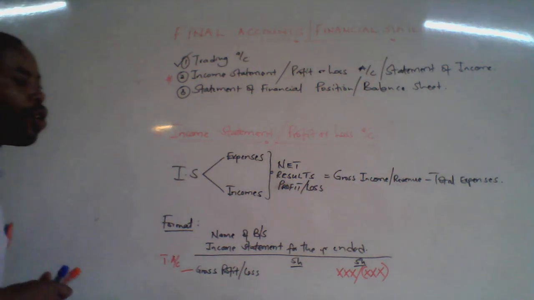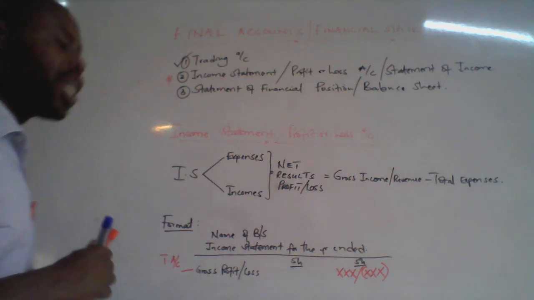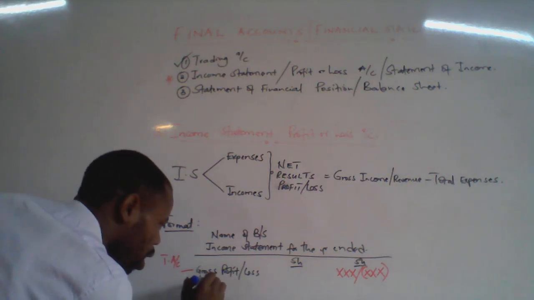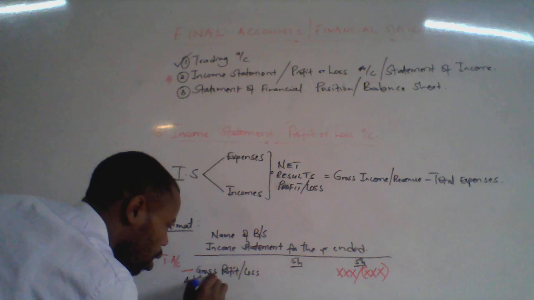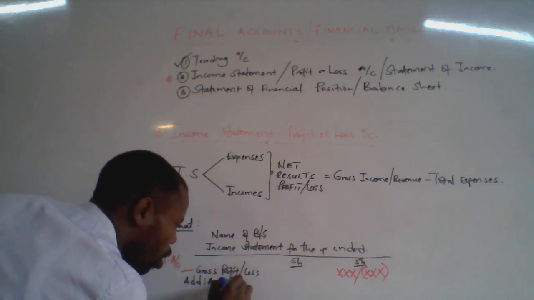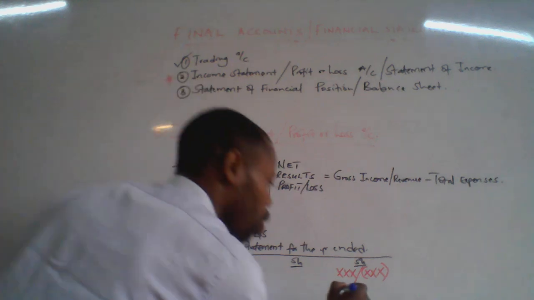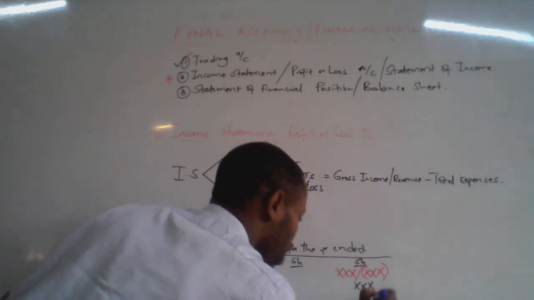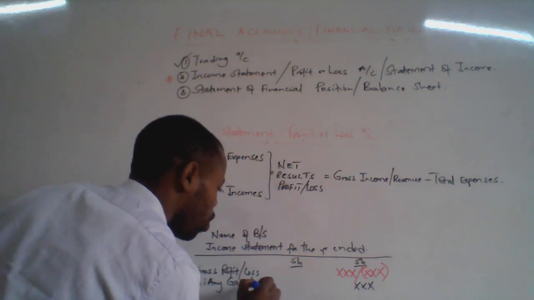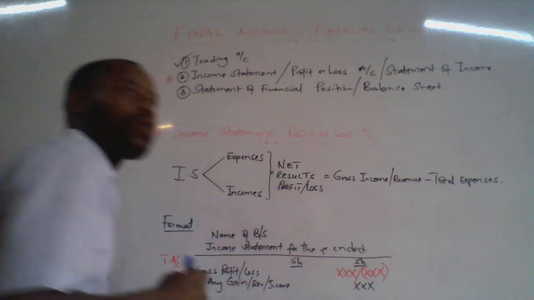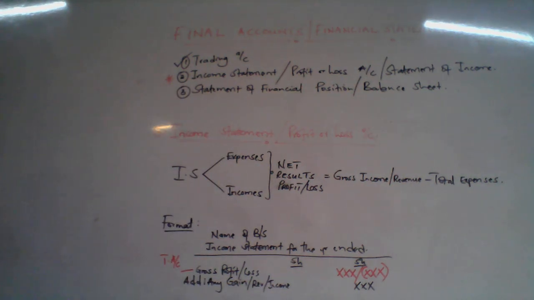Then you are supposed to add any gain. If there was any gain, it's supposed to be added. The gains, you're supposed to add them there, and this is either a gain or revenue or what we call an income. You're supposed to add them.